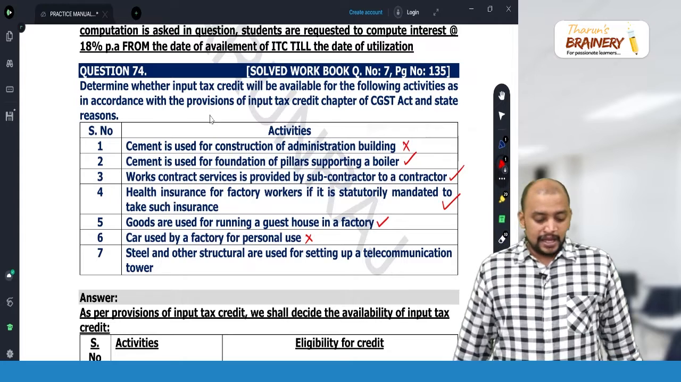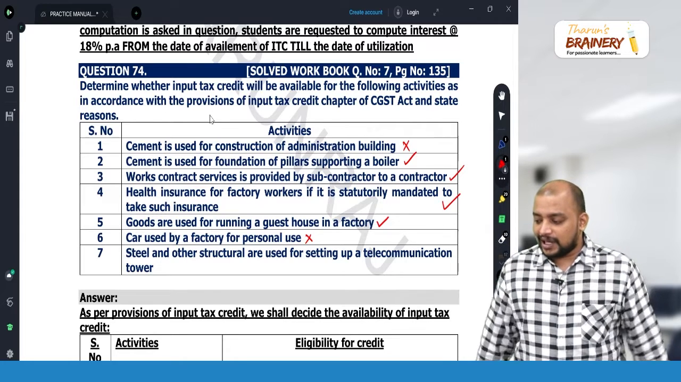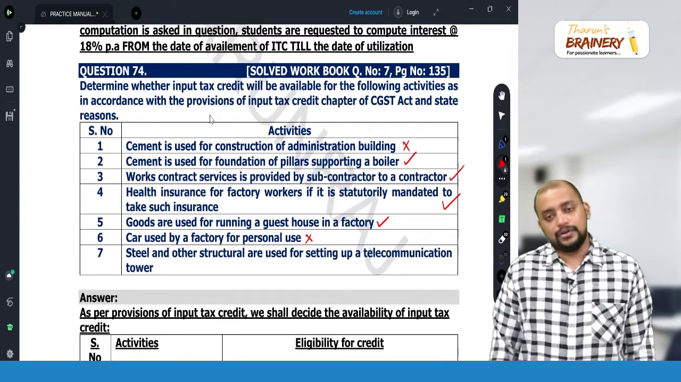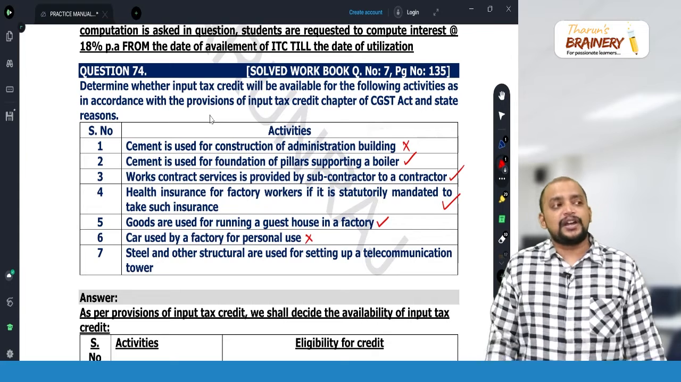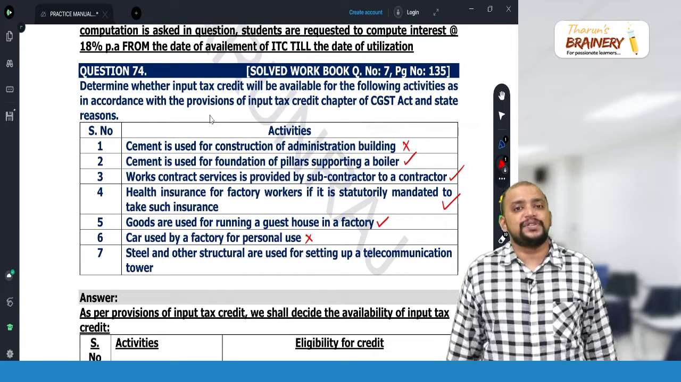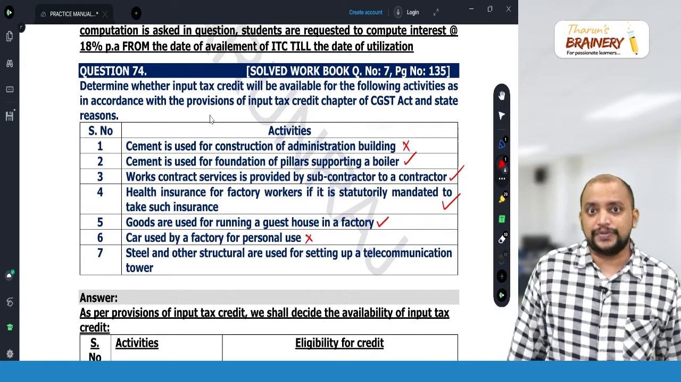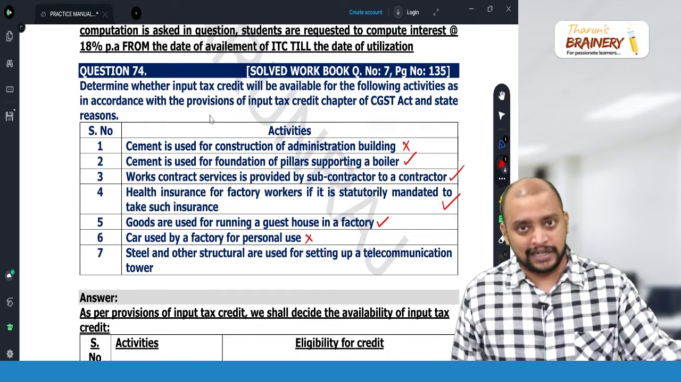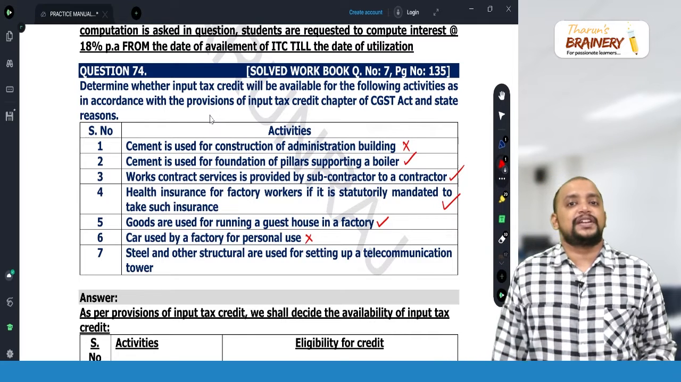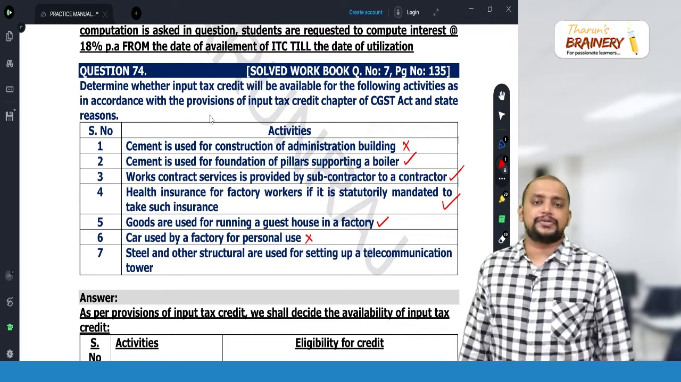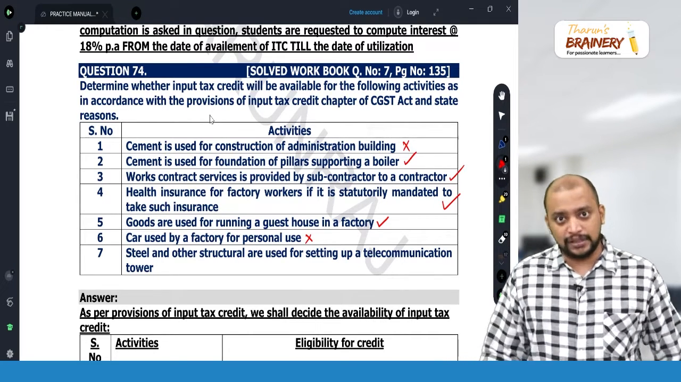Then normally we don't take ITC for a guest house. Oh no, we can take it, provided it is used in the course or furtherance of business. Because it's a company guest house, we don't have any restriction, no blocked credit, and it is used in the course or furtherance of business. It's a company guest house, so definitely credit is available.